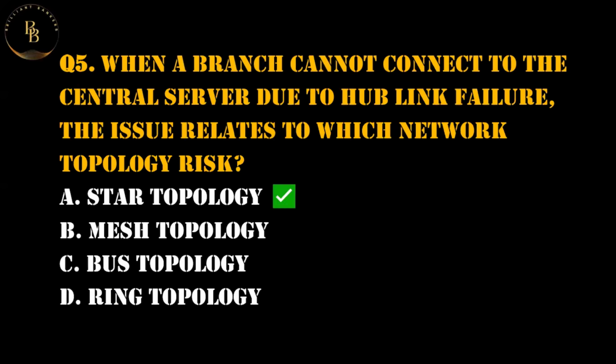CBS networks often use a star topology. Each branch links to a hub. A hub outage or a link failure halts dependent branches. Redundancy and also alternate routing are mandatory under the business continuity policies. So whenever there is a star topology, there are more chances of a hub link failure.